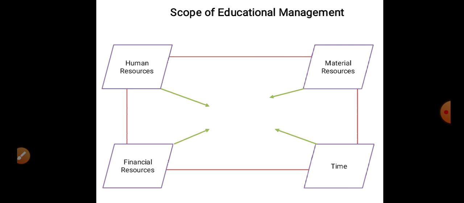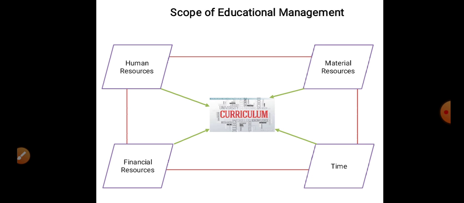So in educational management, the scope, all these four resources are the major components, and all these resources revolve around having a good curriculum. All these resources are linked with your curriculum. So it also includes your curricular and co-curricular activities and your teaching learning process. How you are preparing the syllabus based on your time, material resources and financial resources, the syllabus formation pattern, how you are organizing curricular and co-curricular activities, and how you are engaging the students and your human resources within the available material and financial resources in a time bound manner.